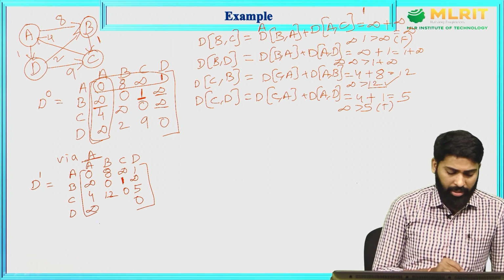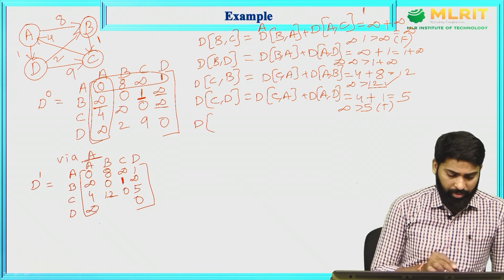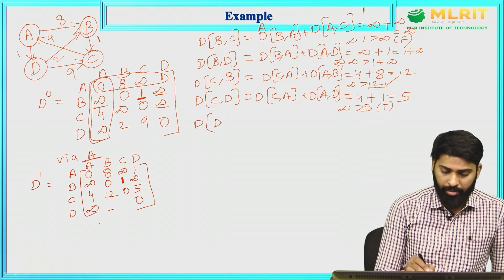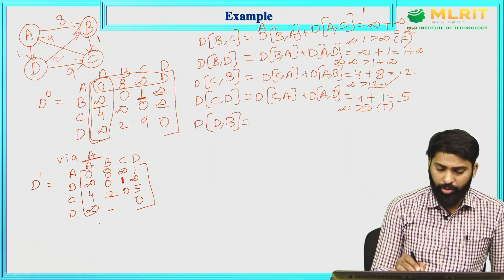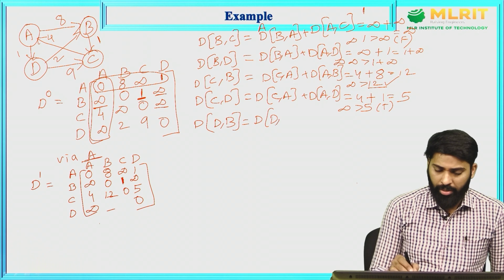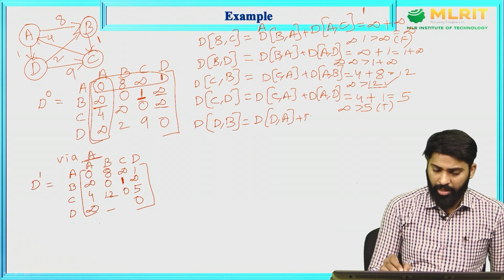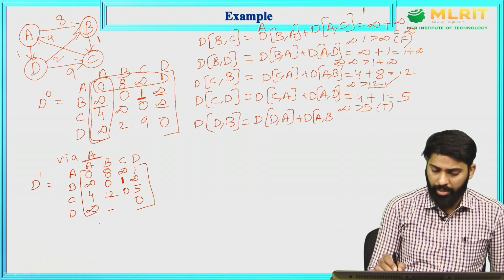Okay, next entry, distance of D to B. So distance of D to B means distance of D to A, via vertex is A, distance of A to B.